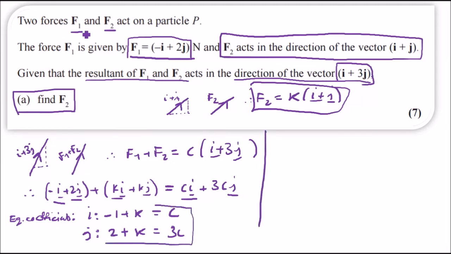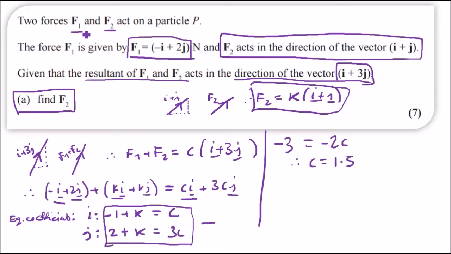So looking at this pair of equations, we can simply subtract these equations from each other. So subtracting the top from the bottom, minus 1 take away 2 will give us minus 3. k take away k is 0. c take away 3c is minus 2c. And thus c equals, dividing by minus 2, 1.5.